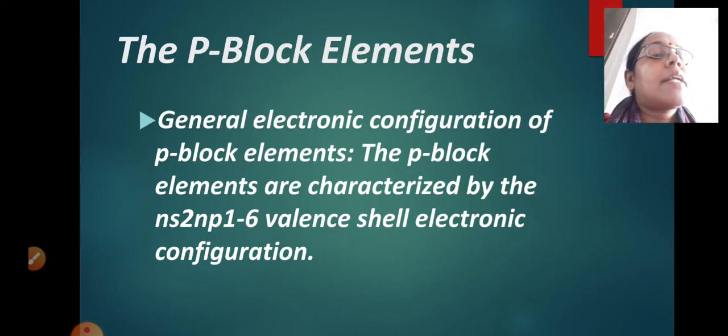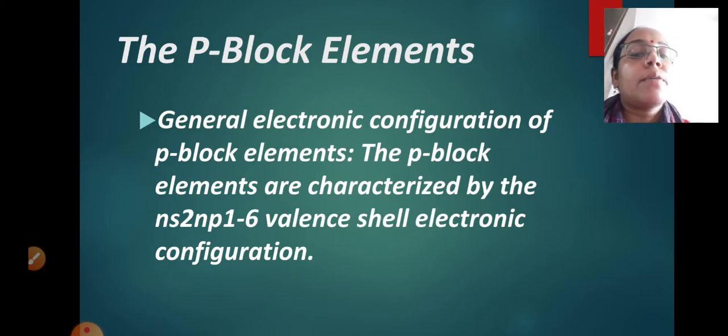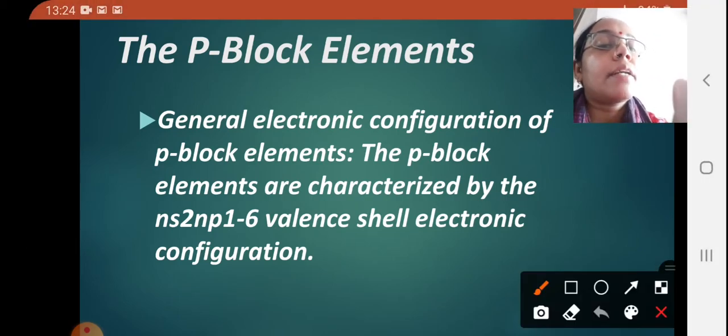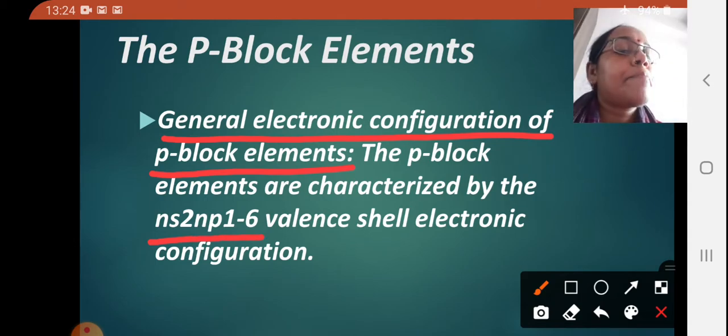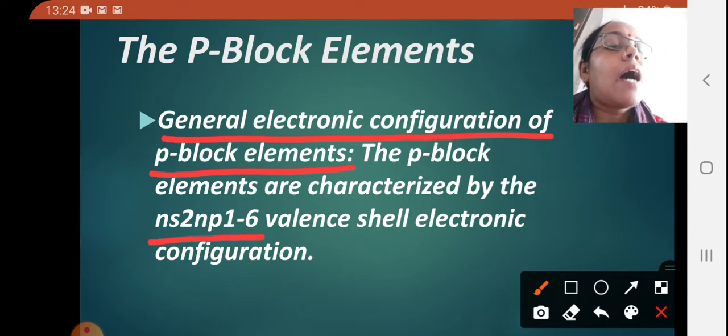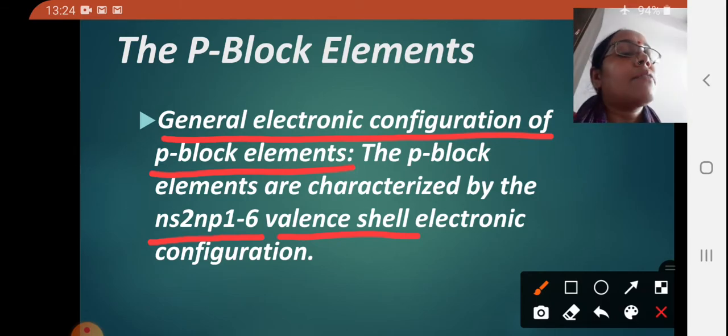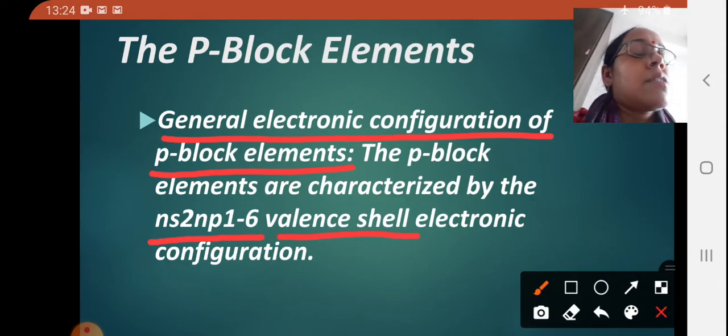Now see, the general electronic configuration of a P block element is ns2 np1 to 6. The valence shell, the outermost shell, will have how many electrons? Either 1 electron, 2, 3, 4, 5, or maximum 6 electrons.